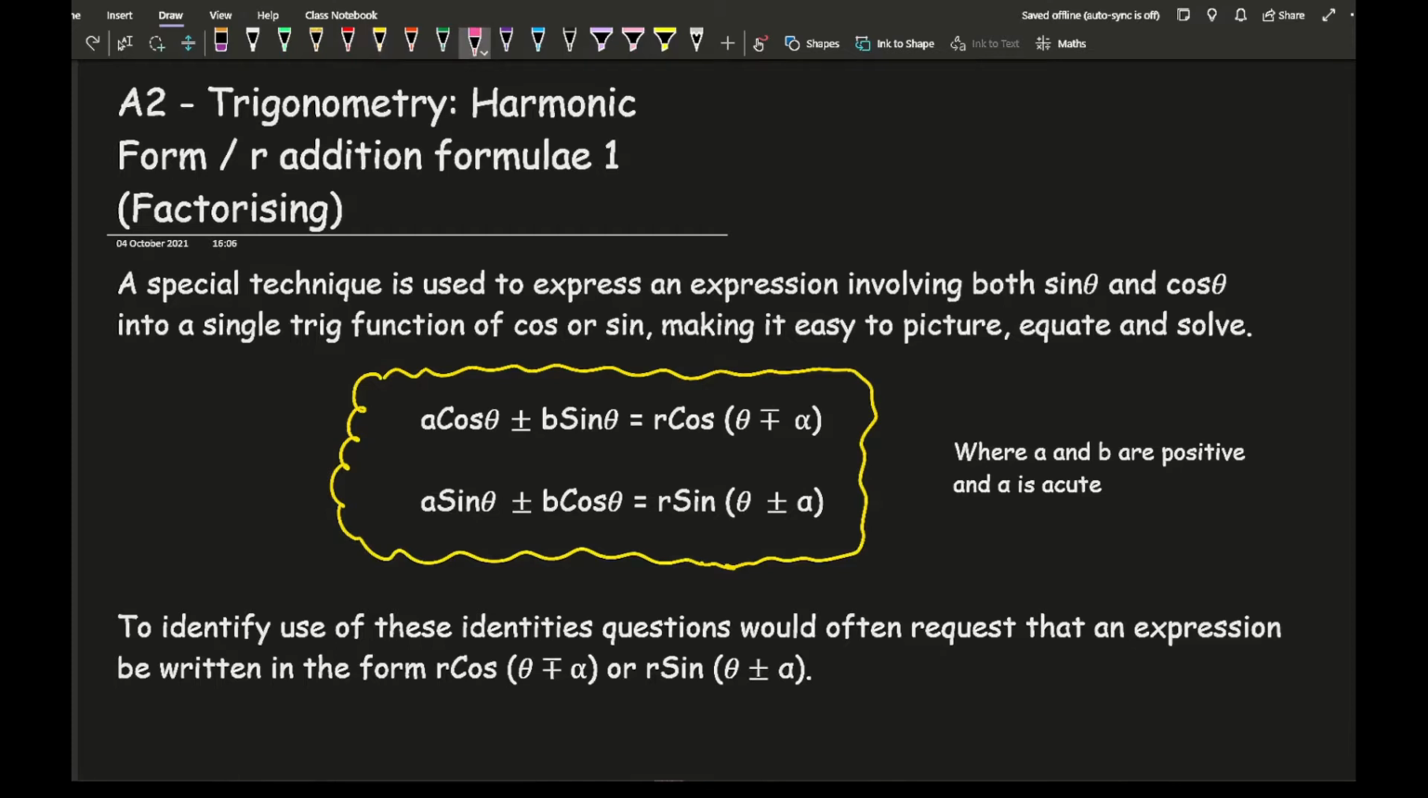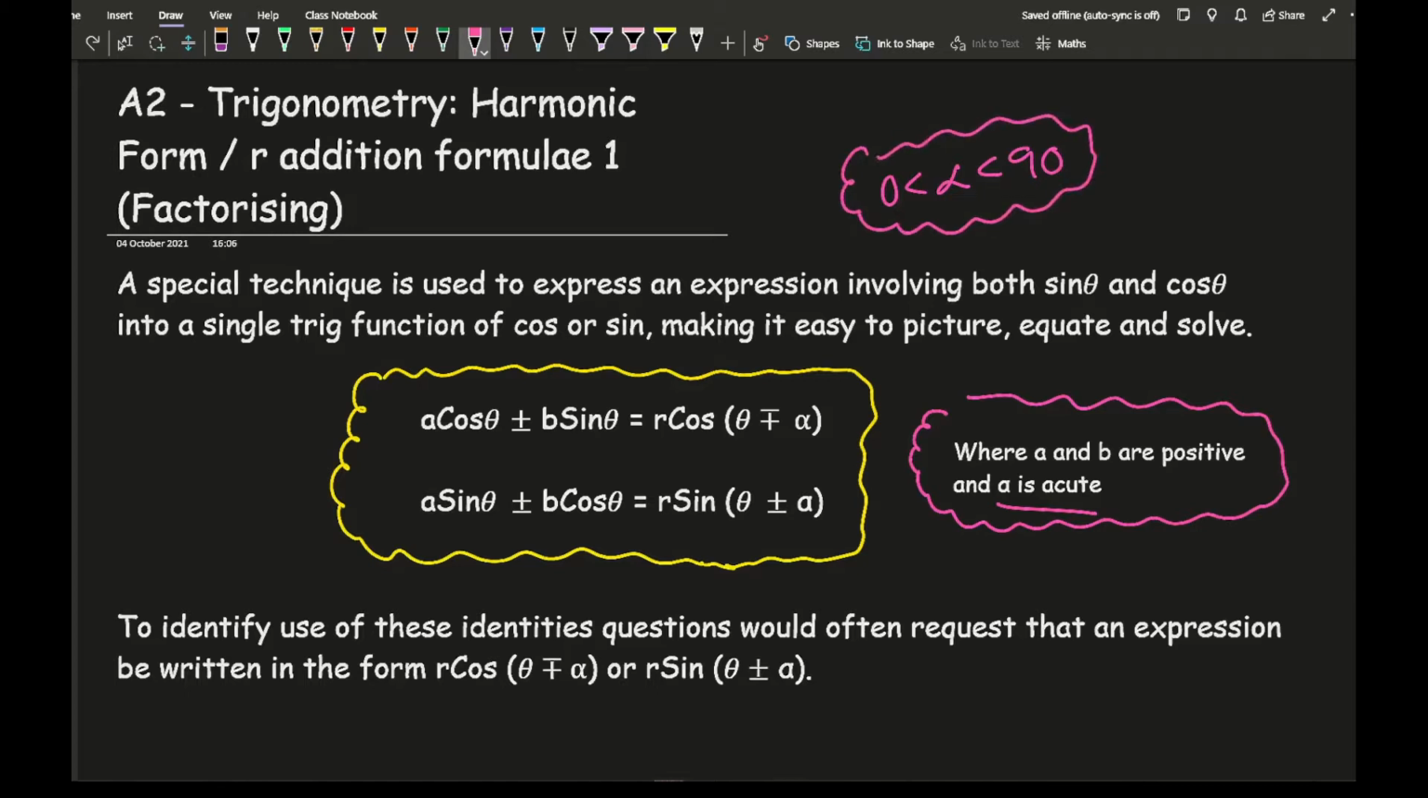Another key note of this is that a and b are going to be positive, where alpha is an acute angle. Now sometimes it will tell you in the question you're working on that alpha is acute, or alternately they could give you a range of what alpha is, so it could be, let's say, alpha is between 0 and 90 degrees. So this indication will tell you that alpha is going to be one single value that we're looking for rather than a range of values, which we may go on to when we look at solving equations, which will be in another video.